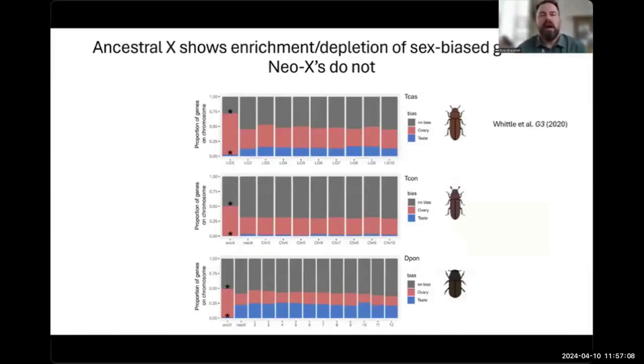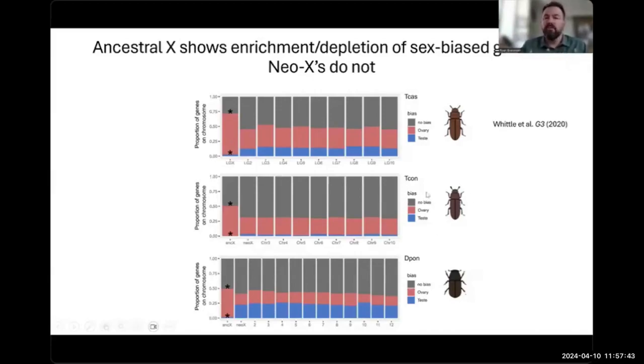Looking at gene expression analyses to try to understand if the ancestral X shows an enrichment or depletion of sex-biased genes, what we see is something that has been demonstrated in other species like Tribolium castaneum: the ancestral X chromosome seems to be enriched for ovary-biased genes, so genes that show expression in the ovary or heightened expression in the ovary. And it seems to be depleted of genes that show testis-biased expression. So this is for the old X chromosome in Tribolium castaneum.